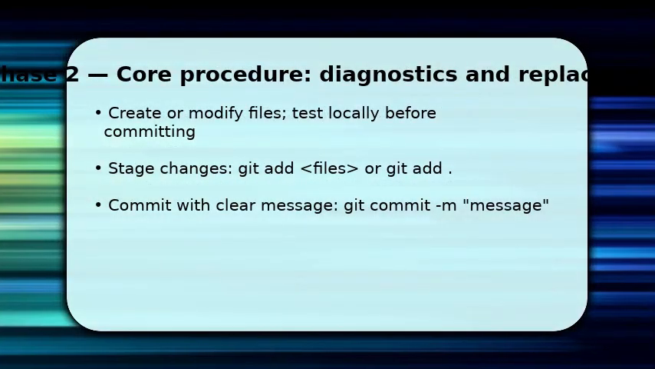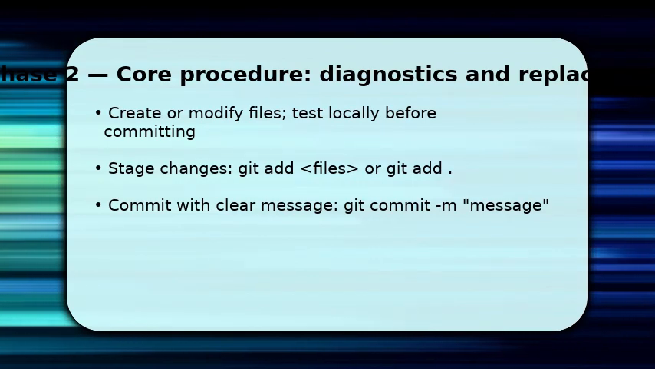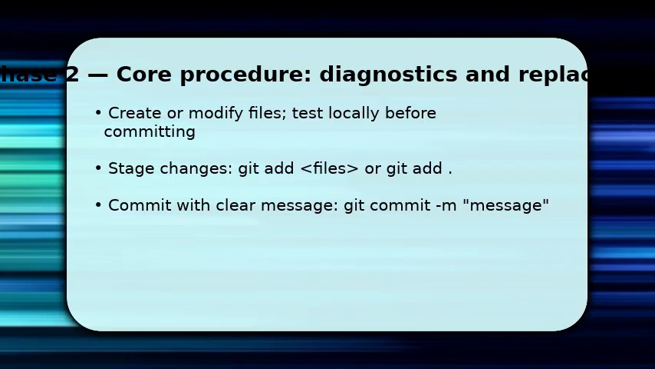Now you make the code changes you need, edit files, run unit tests, and ensure the build succeeds locally. Once ready, stage the specific files with git add file1 file2, or stage everything with git add. For clarity, craft a descriptive commit message and run git commit -m "feature: concise description".